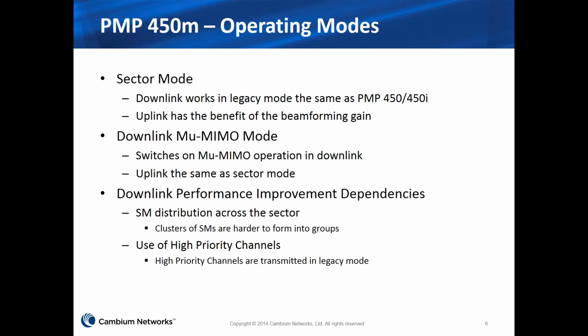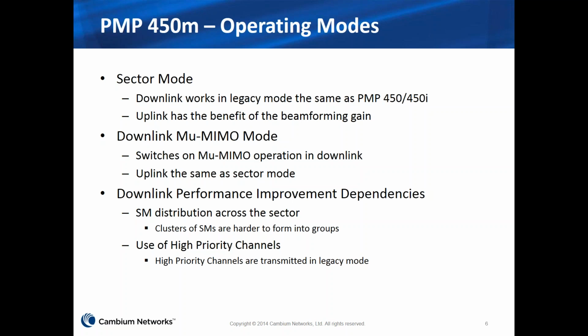When you set the operating mode to downlink MU-MIMO, then this switches on the Medusa MU-MIMO technology in the downlink. And at this time we can now use multiple SMs and serve them simultaneously. That gives an improvement in the overall AP downlink throughput. The uplink works the same as for sector mode, so you shouldn't see any difference as you switch between sector mode and downlink MU-MIMO mode on the uplink.